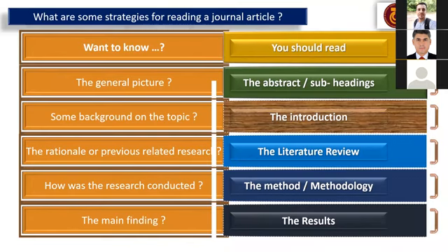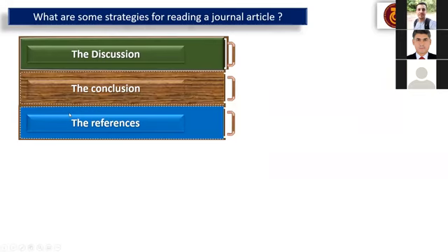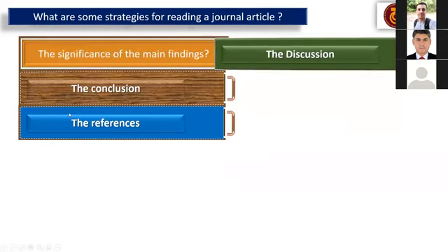If I need to find the general picture about the article, I must go back and read the title, abstract, and subheadings. If I read the discussion, what can I find? I can find the significance of the main finding.